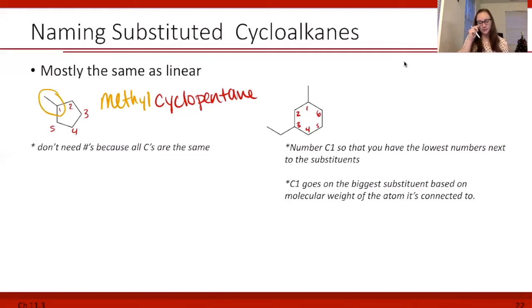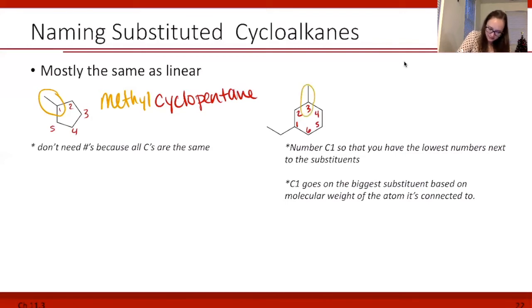However, there's also this other little rule that C1 goes on the biggest substituent, based on the molecular weight of the atom it's connected to. We're connected to 2 carbons, but the ethyl group is bigger than the methyl group. So my numbering right here is not completely right. Let's erase it. We're going to start our numbering at the ethyl group, number 1, because it's the biggest substituent. And then we're going to go clockwise around this circle, because then I hit my methyl group at the lowest carbon number. Okay, so this is my numbering.